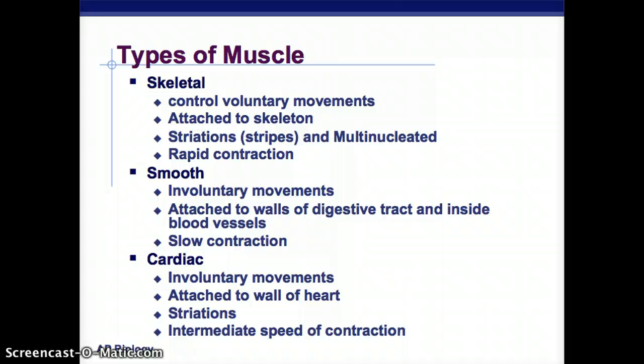Then we have smooth muscle, which has involuntary movements, so it's controlled by the autonomic nervous system. It's attached to the walls of the digestive tract or inside of blood vessels. And it's what we call a slow contraction.